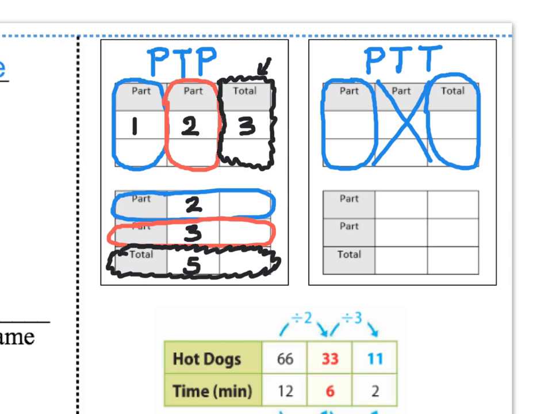And then when you have row form, you would have one part of your ratio here, and you would have your total part of your ratio here, which means you don't need the middle row. So you may see the part-to-part or part-to-total ratios in column form or row form. I just wanted you to be able to see both ways.